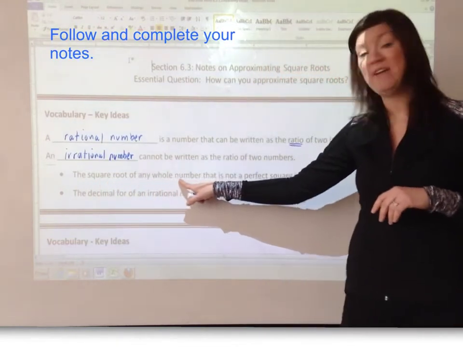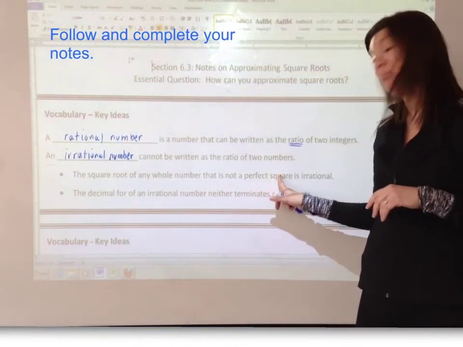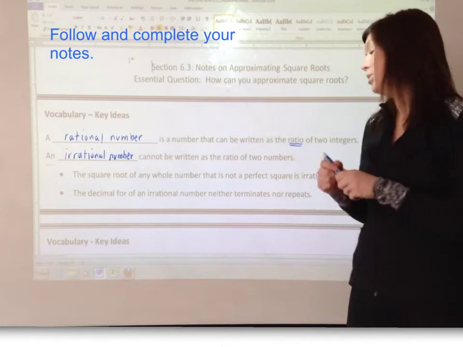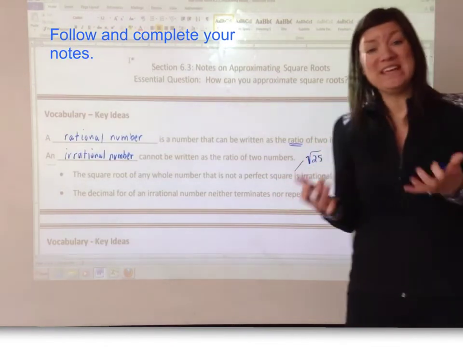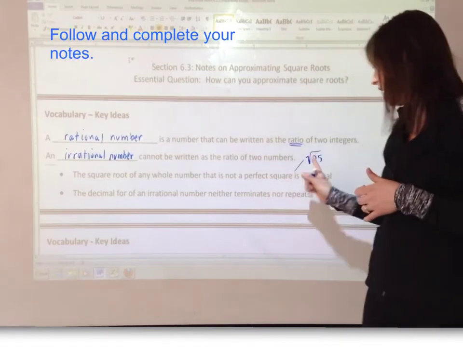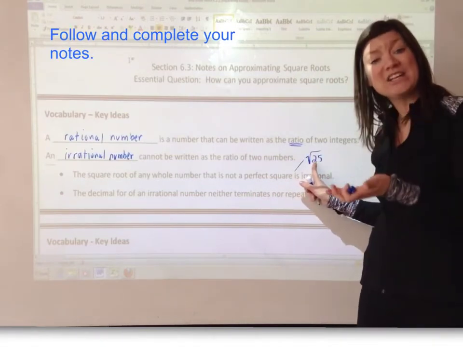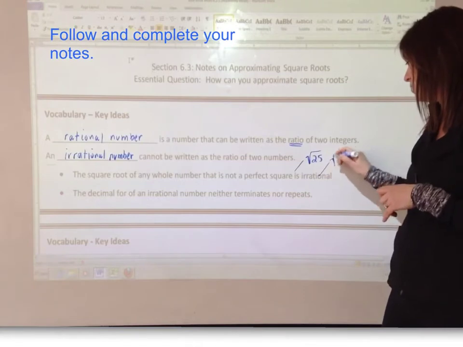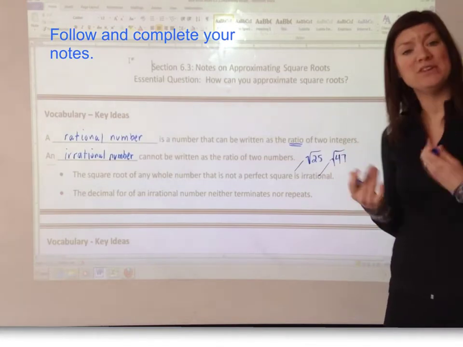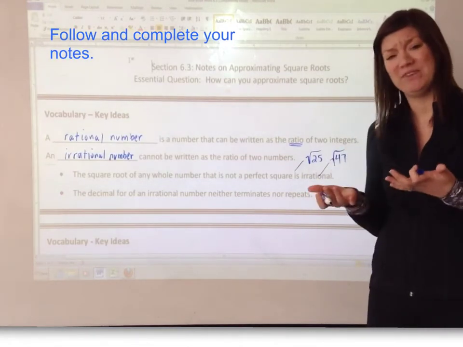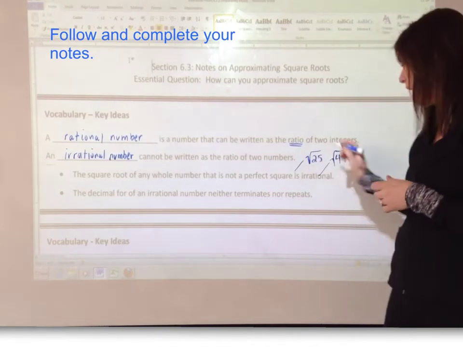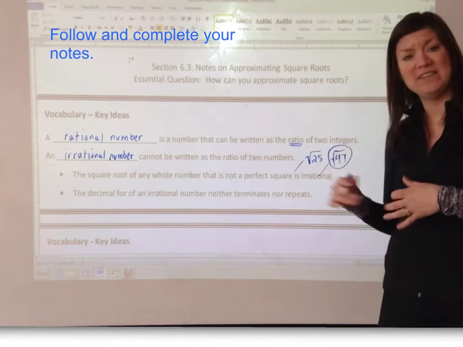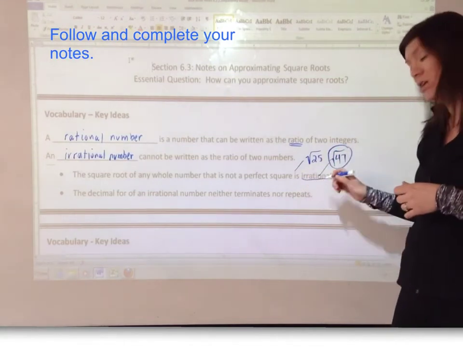The square root of any whole number that is not perfect is irrational. So when we're looking at examples such as the square root of 25, 25 is a perfect square. So we know that the square root will be rational. But when we have something like the square root of 47, 47 is not a perfect square. I can't think of a number times itself that will be 47. So I know that the radical of 47 is what an irrational number would be.